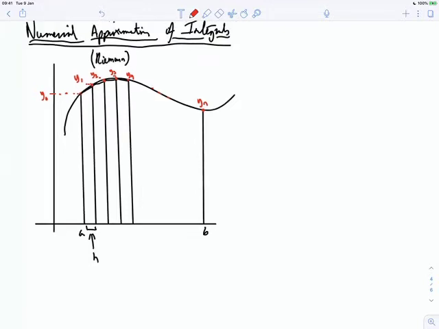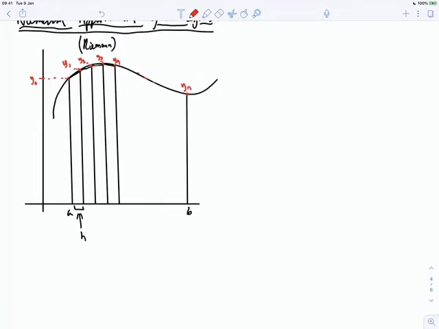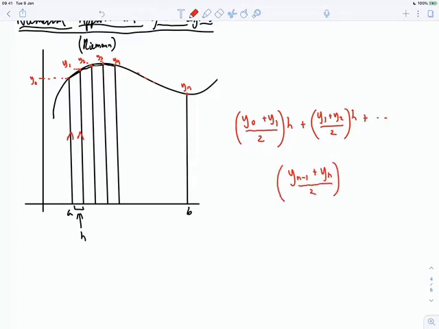What would the area of the first trapezium be? Well, because the heights are the parallel lengths and h is the width, then it would be y0 plus y1 all over 2 times by h. And then if I add the next trapezium, it would be y1 plus y2 over 2 times by h, and then plus, and I carry this on, and the last trapezium would be y of n minus 1 plus y of n all over 2 times by h.